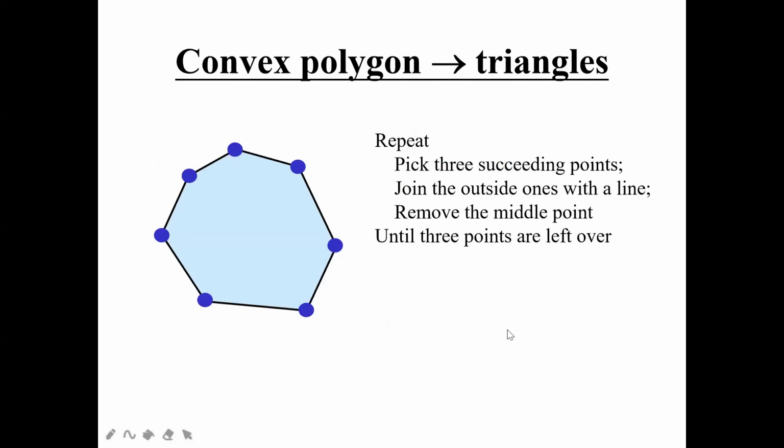Now here you can see I have a convex polygon which I'm going to split into triangles. So how am I going to do it? We know that to make any triangle we should have 3 vertex points. Okay, so first you have to pick 3 succeeding points. Fine. Then you have to join the outside ones with a line, and then remove the middle point until 3 points are left over. How are you going to do it? Now I have picked these 3 points. Okay, now I'll just join this. Can you see? Now my convex polygon became a triangle.